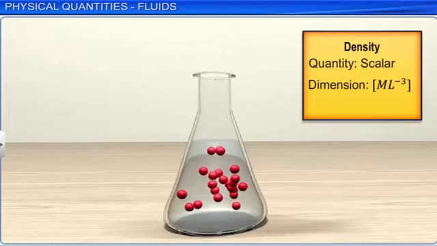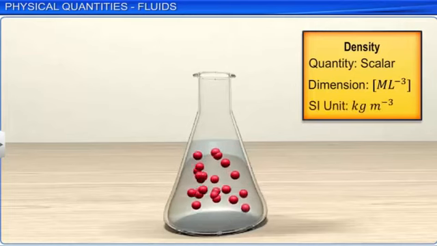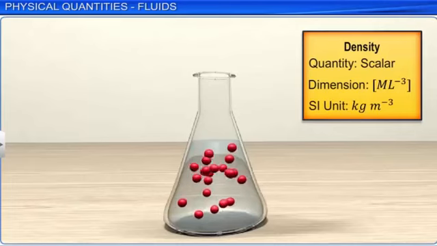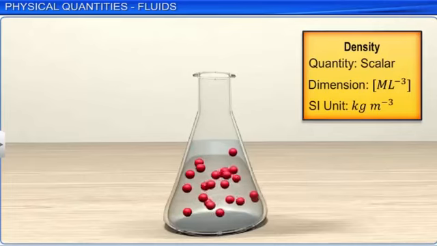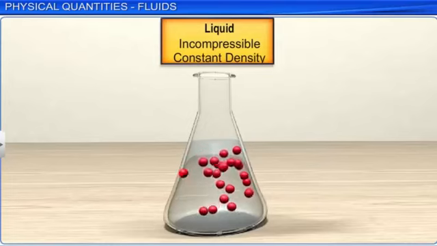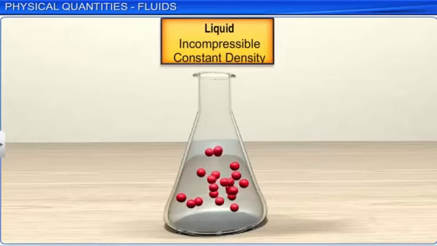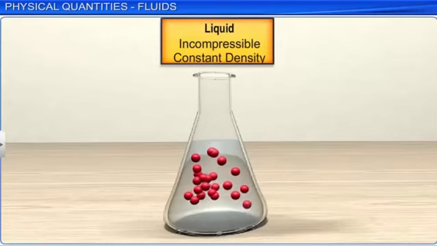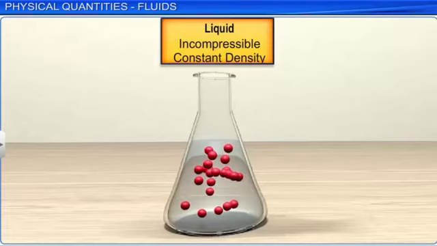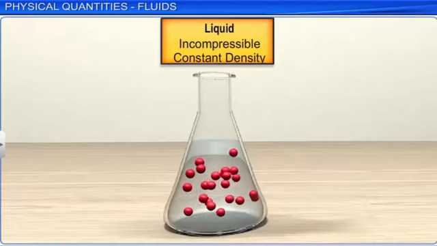Density of a liquid is almost considered constant at all pressures, as it is largely incompressible. However, gases exhibit huge variations in density at different pressures, as they are compressible.